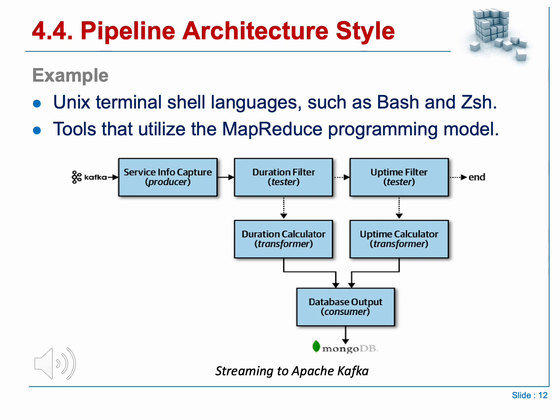This example shows the extensibility properties of the pipeline architecture. A new tester filter could easily be added after the uptime filter to pass the data on to another newly gathered metric, such as the database connection wait time.